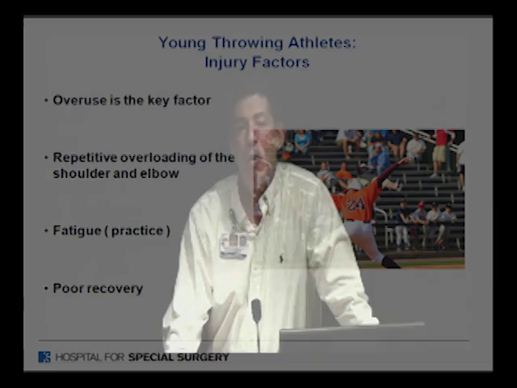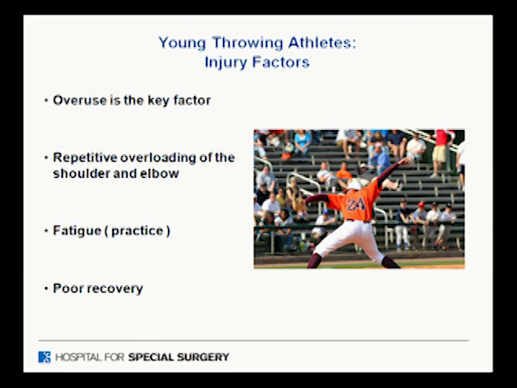Today we're going to talk about common diagnoses in the young overhead athlete. We do see traumatic injuries in this particular population, but for the most part, they're usually a result of overuse. Things such as playing tennis and throwing a baseball result in the repetitive overloading of the shoulder and the elbow. And oftentimes it's related to fatigue, too much practice, not enough rest, or poor recovery, which will lead to more injuries in the young overhead athlete.